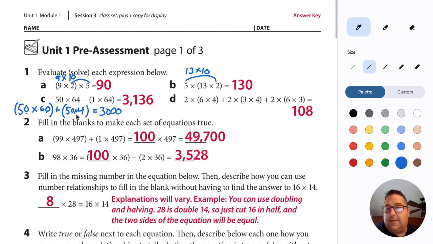And then what's 50 times 4? 5 times 4 is 20, and place my 0. So 50 times 64, we're going to have 3,000 plus 200. Oh, it's 3,200. Okay? But then we have to subtract 1 times 64. So we're going to take 64 away.